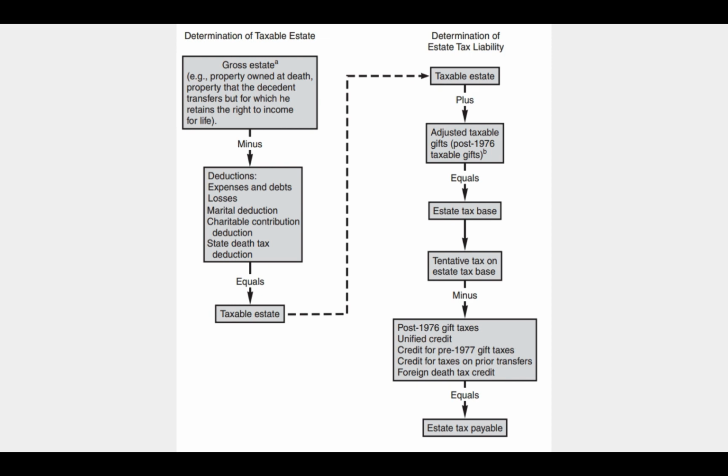We use that number in the tax rate schedules to calculate the tentative tax on the estate tax base. And then from there, we get to subtract credits. We get a credit for post-76 gift taxes. We get the unified credit. We get a credit for pre-77 gift taxes, a credit for taxes on prior transfers, the foreign death tax credit, and that's going to equal the estate tax payable.